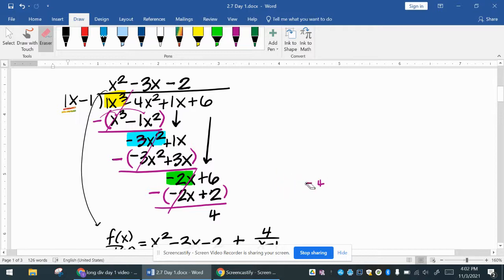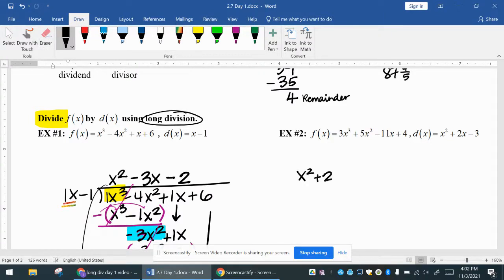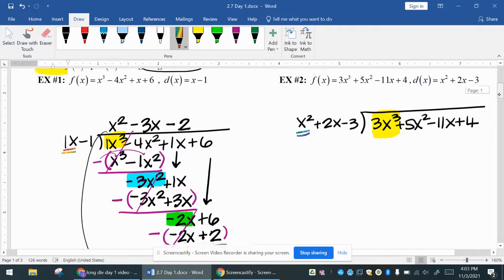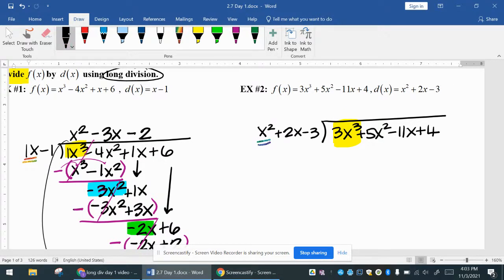So we've got f of x divided by d of x. So your divisor is x squared plus 2x minus 3, and your dividend is 3x cubed plus 5x squared minus 11x plus 4. All right, focus on the first leading term and on the first term of the divisor, and ask yourself, what do I need to multiply x squared with to get 3x cubed? So I'm definitely going to need another x, and I'm going to need a 3, right? So check it out. 3x times x squared is 3x cubed.